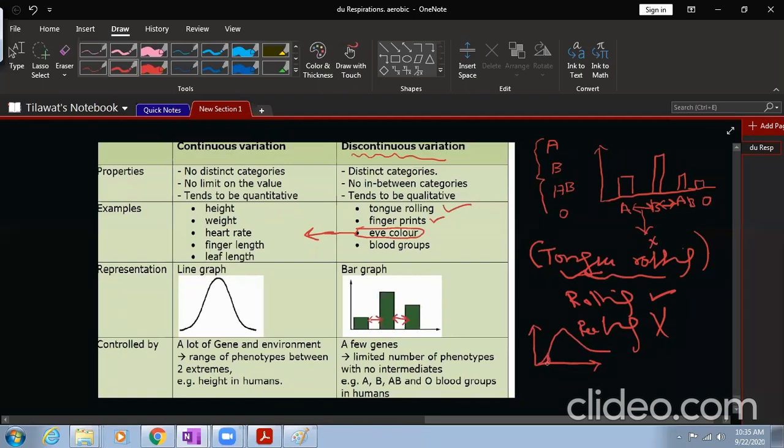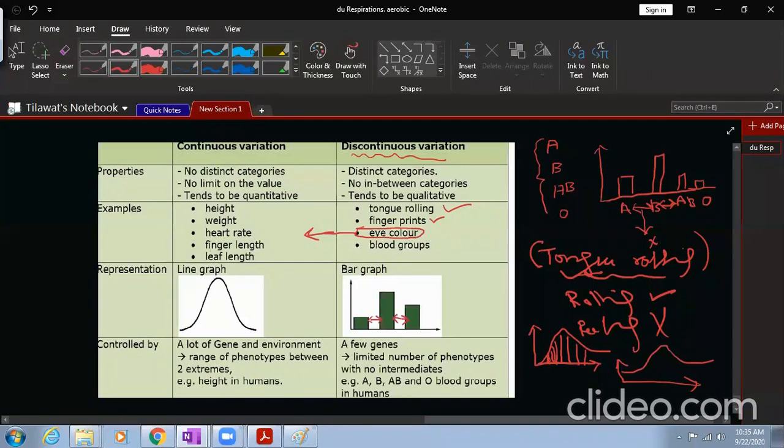Even if one person's height is 5 feet 6 inch and another person is 5 feet 7 inch, between 5 feet 6 inch and 5 feet 7 inch there will also be a bit of difference. At any point you can get a value, right? There are many intermediates between two extremes. At every point you can get the value.